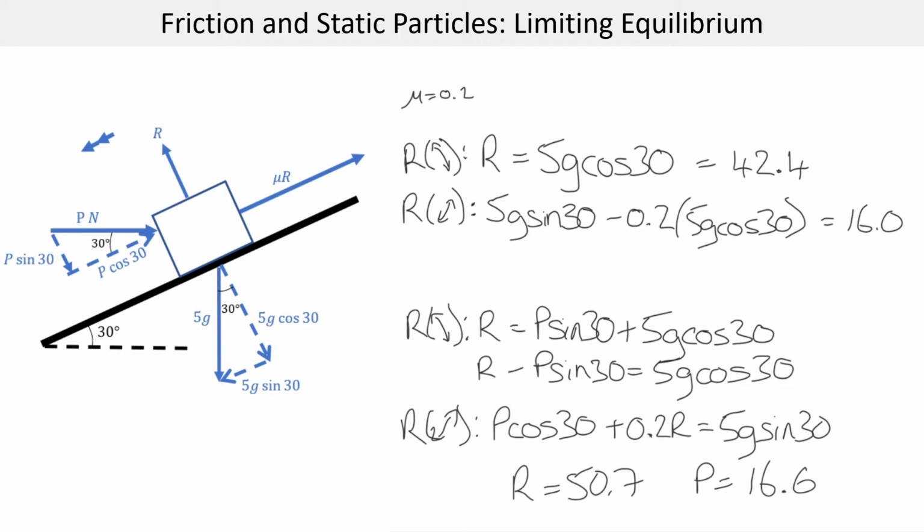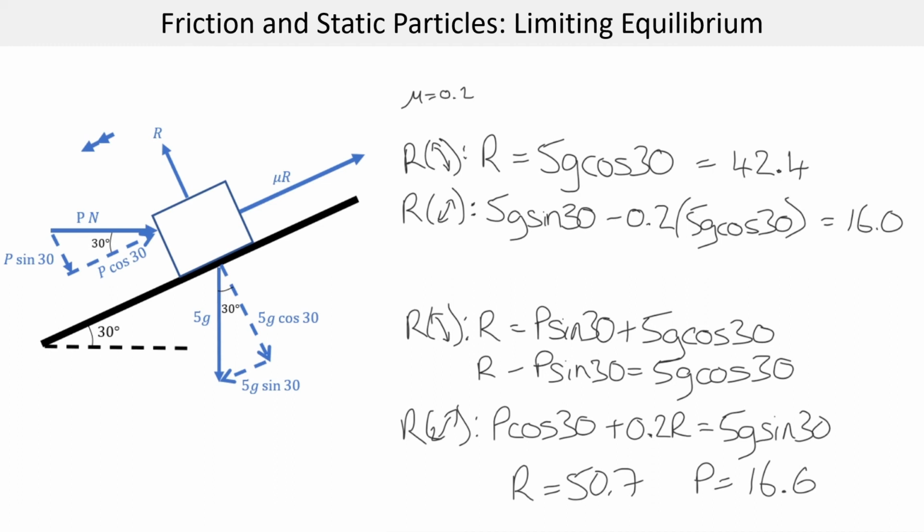Here's the important part. This is not the only form of limiting equilibrium. All we've done here is stop the particle sliding down the slope. Any less force and it would slide down. We could have limiting equilibrium in the other direction, where we've increased P enough that we're about to be moving up the slope. So in both of those cases, the particle is stationary. It's either on the point of slipping down the slope, or it's on the point of sliding up the slope.